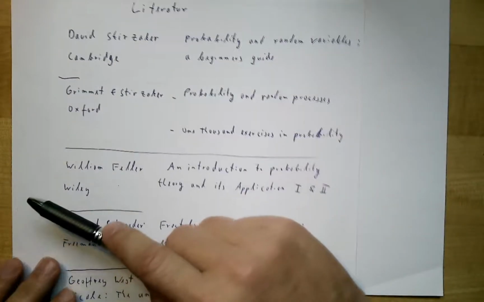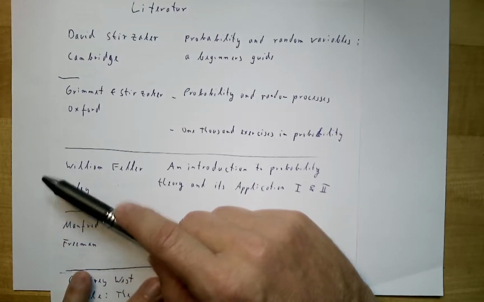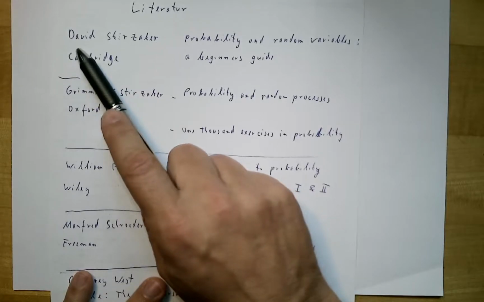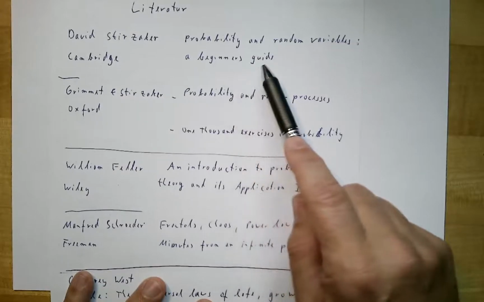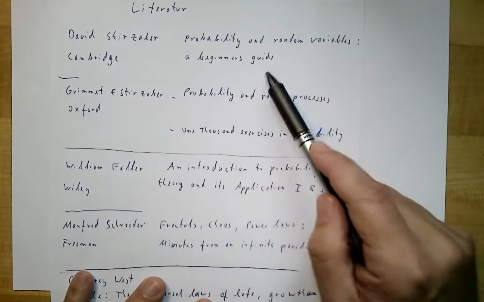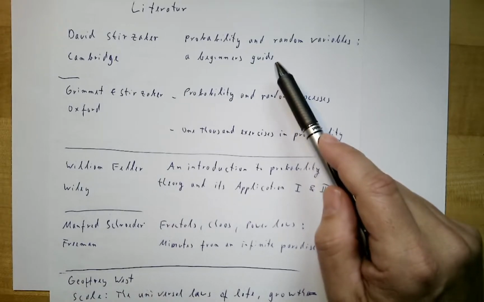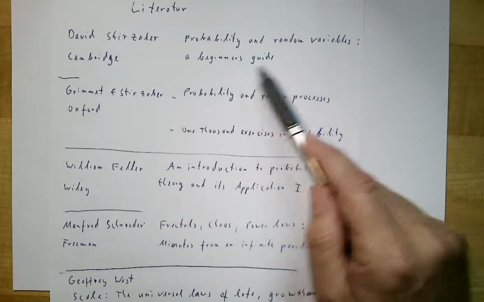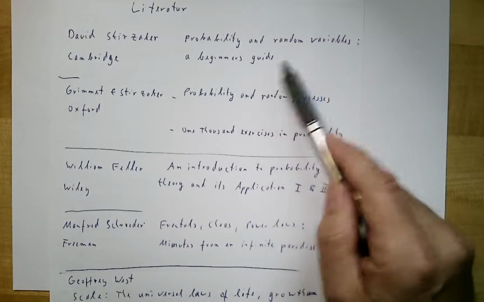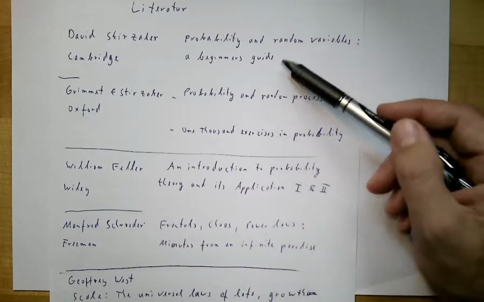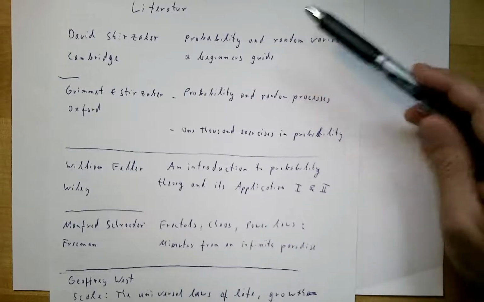If you want basic knowledge about probability distributions, I like this book by David Stirzaker, Probability and Random Variables, a Beginner's Guide. It is maybe a bit elementary in content, but if you have never heard about probabilities, that's a book one can read. A lot of nice exercises, very good descriptions. When you read this book, you have a fundamental understanding of what probabilities and random variables are.